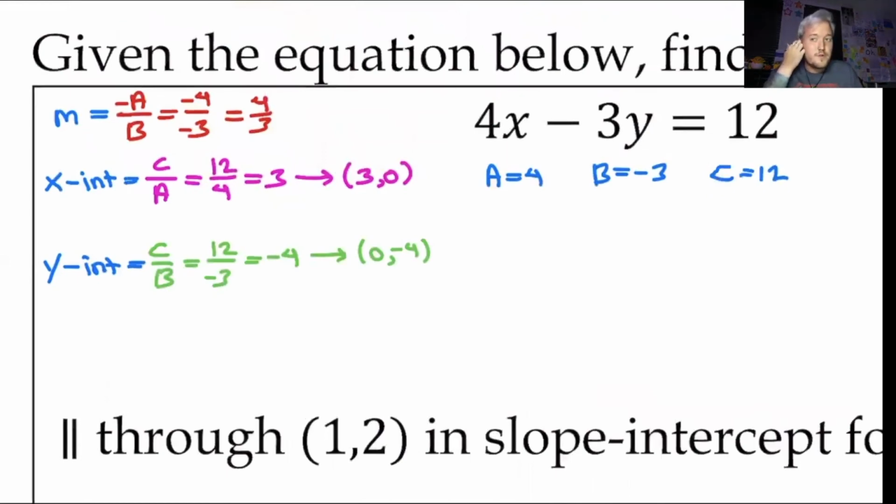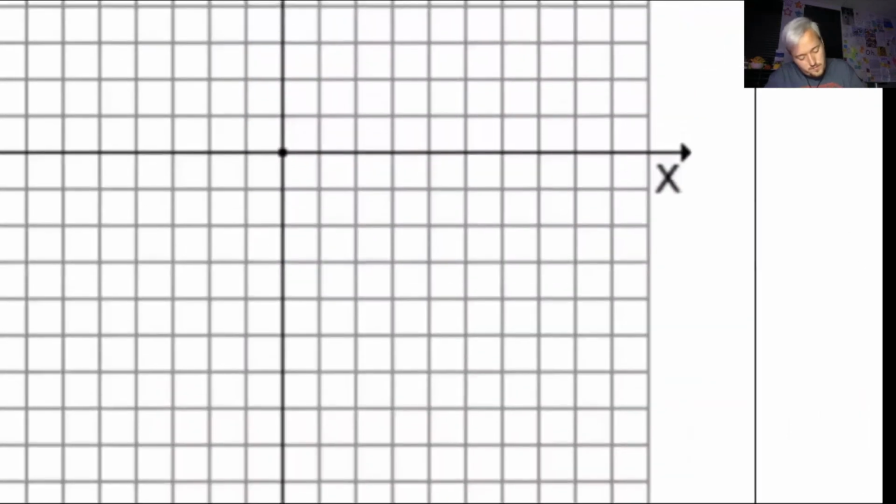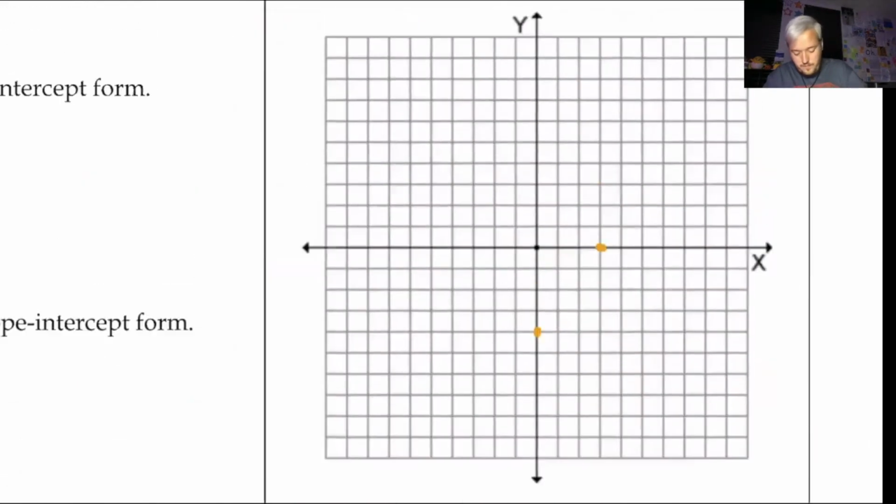All right, so what I'm going to do is plot just my two intercepts, my x and my y intercepts, and literally just draw the line between those. So this is going to be my original line. So 3, 0, and 0, negative 4. So this is my original line.